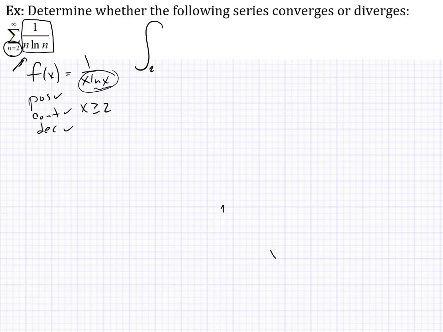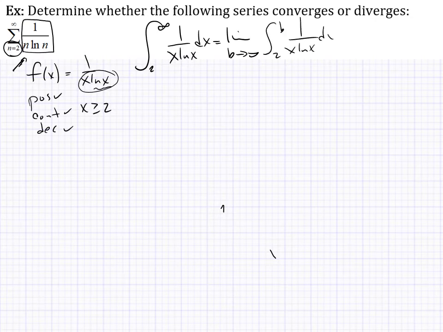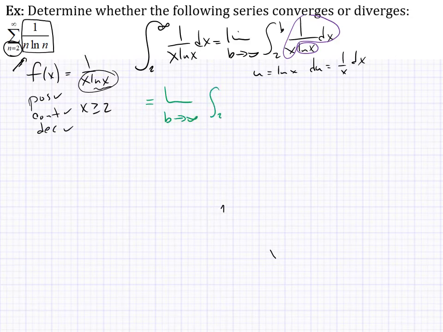So let's look at the integral from 2 to infinity of 1 over x ln x dx. Clearly improper, so we'll do the limit as b goes to infinity of the integral from 2 to b of 1 over x ln x dx. If u equaled ln x, du would be 1 over x dx. So substitution will work here. 1 over x dx, that's our du. There's our u. So this integral is going to be the limit as b goes to infinity of the integral from 2 to b of du over u.